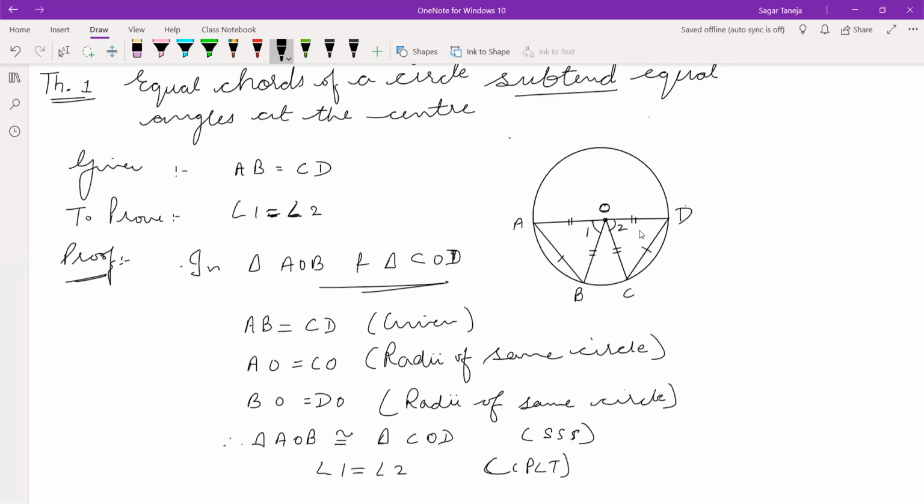If two chords are given equal, it means the angles subtended by these two chords will be equal to each other. Now keep this theorem in your mind. We have proved it also, so it should be there in your mind now. Yes, if equal chords are given in a circle, then they will subtend equal angles at the center.